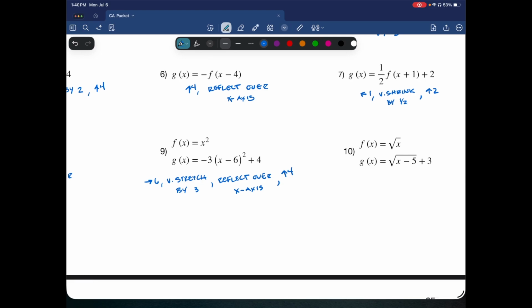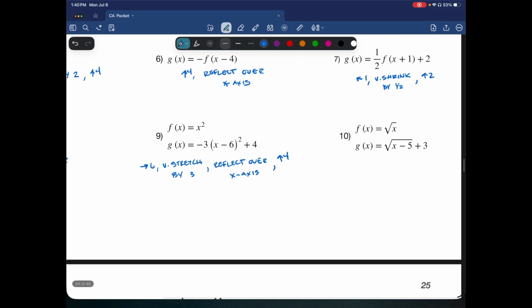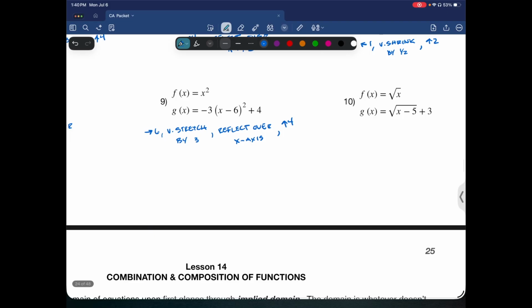Here, this is the square root of x. So again, it doesn't matter what the parent function is, the rules still apply the same across all these different functions. So I got a minus 5 inside the radical and a plus 3 on the outside. So the minus 5 says I'm going to go right 5, and the plus 3 says I'm going to go up 3.